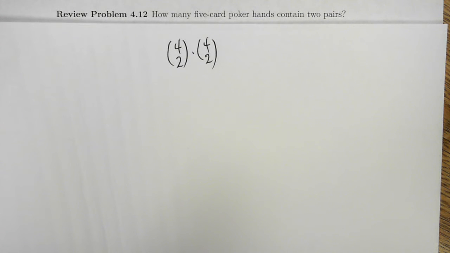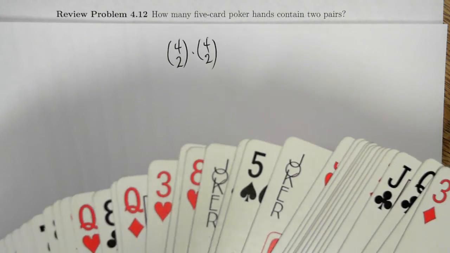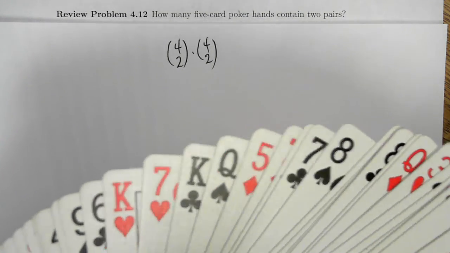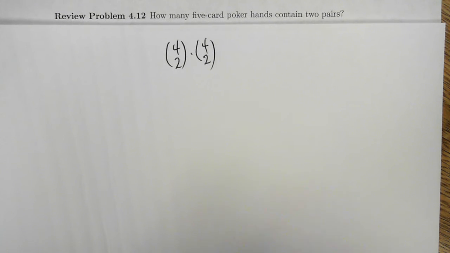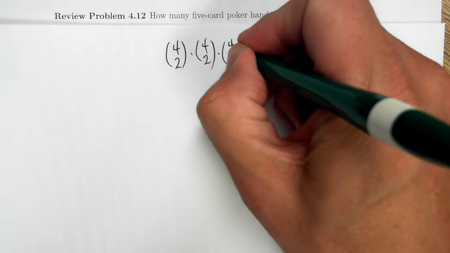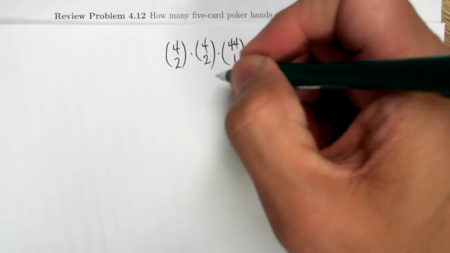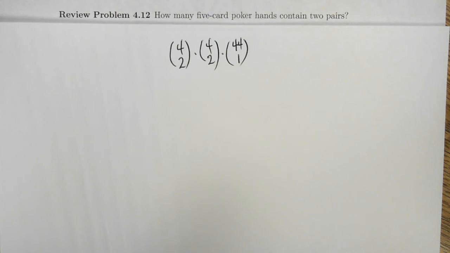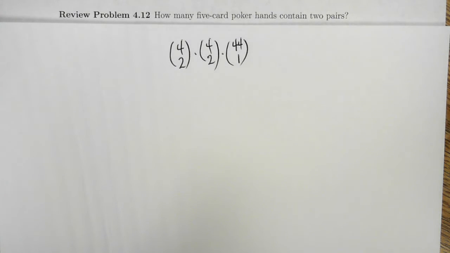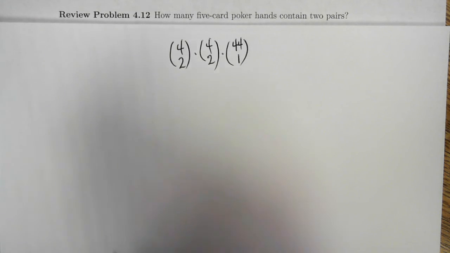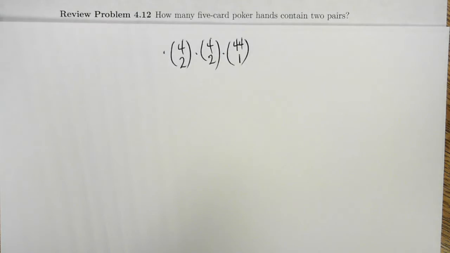Then finally, for the 5th card, there's a whole bunch of possibilities. Now ignore the jokers. Ignoring the jokers, there are 44 possible cards, of which we choose 1. So it looks like the answer would be 4 choose 2 times 4 choose 2 times 44 choose 1. Now that's almost correct. We're forgetting one thing, however.